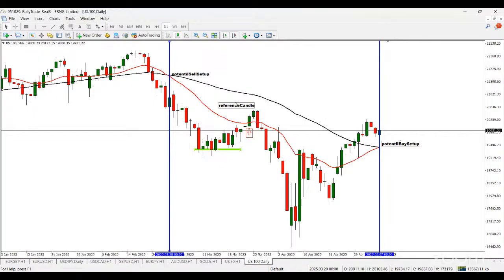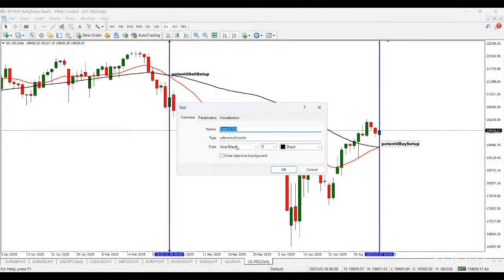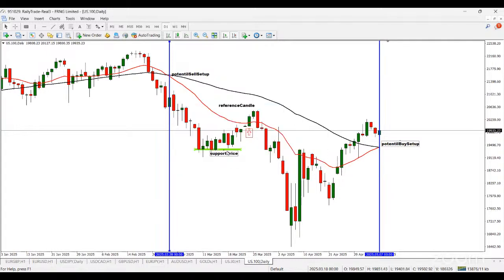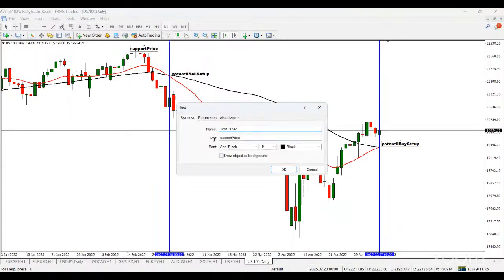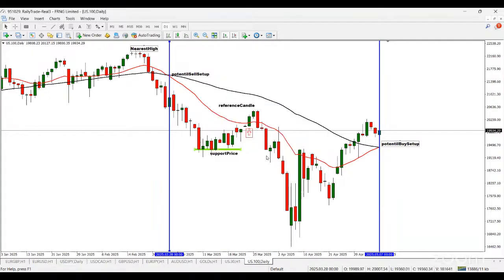Now, I'm going to explain some of these things as we move on. I'm going to come here and change this value to support price. Then I'm going to go to this zone and drag this up to show you that this is our nearest high. Okay, nearest high. And then I'm going to go to the after reference candle.